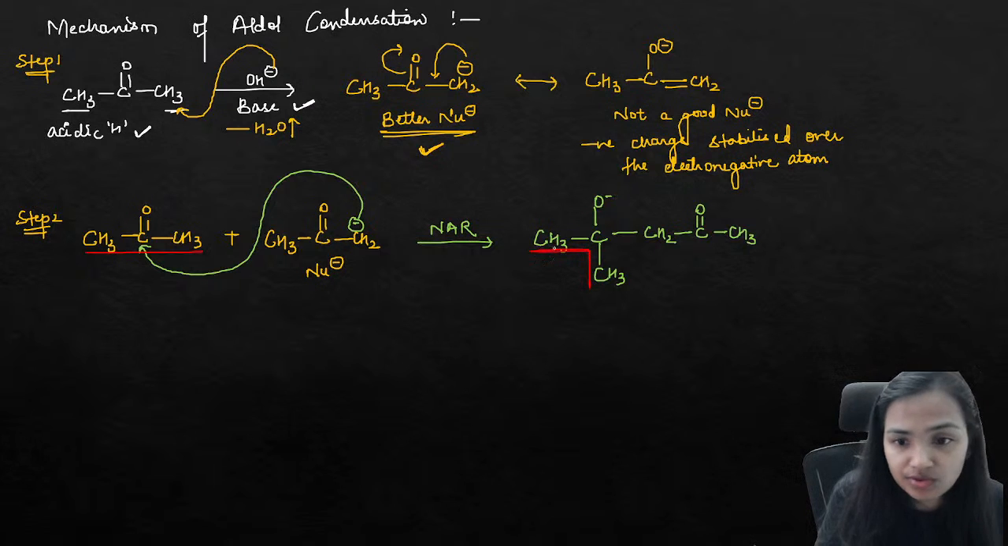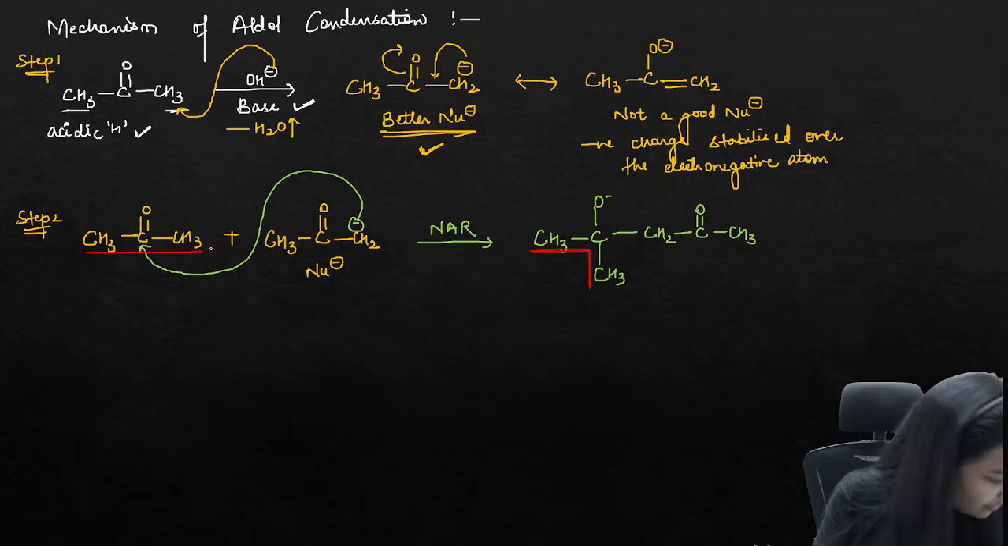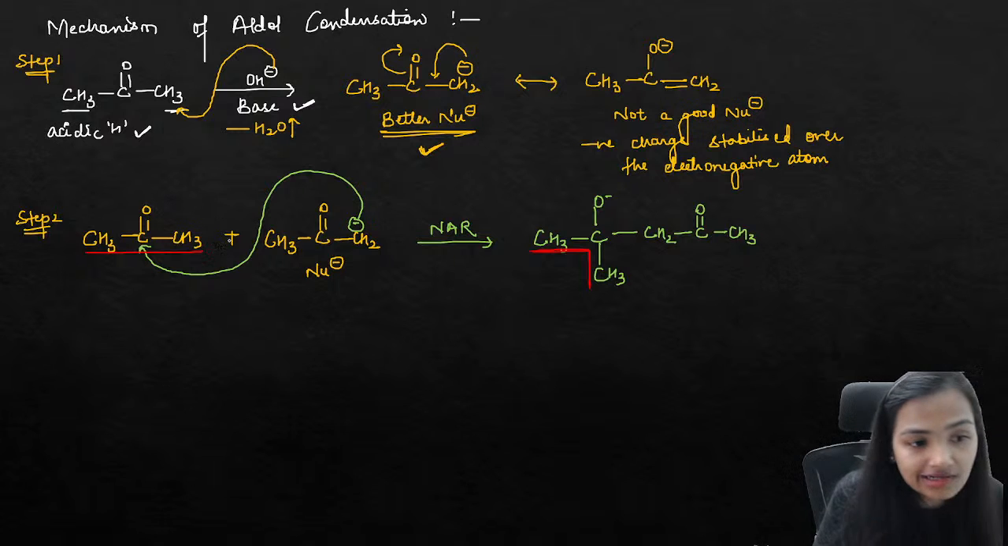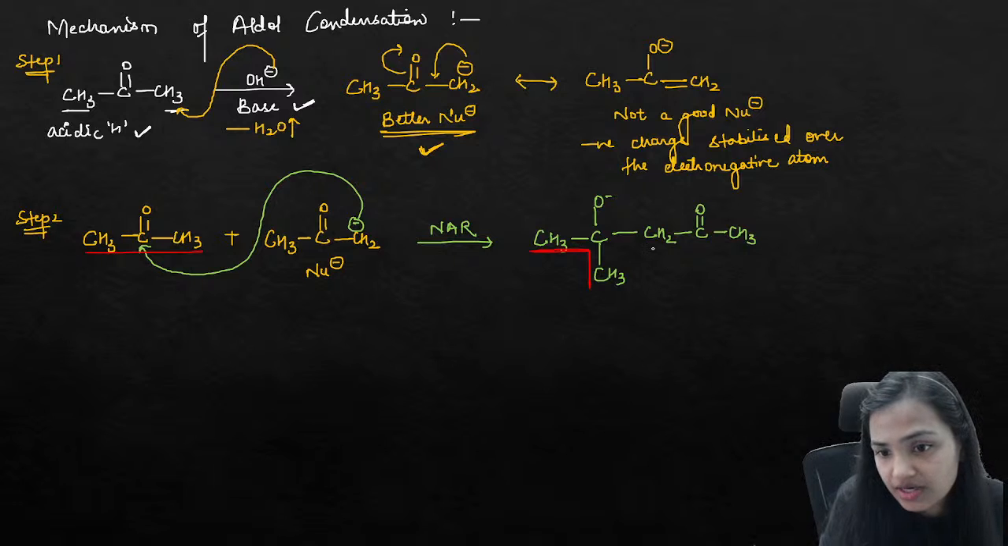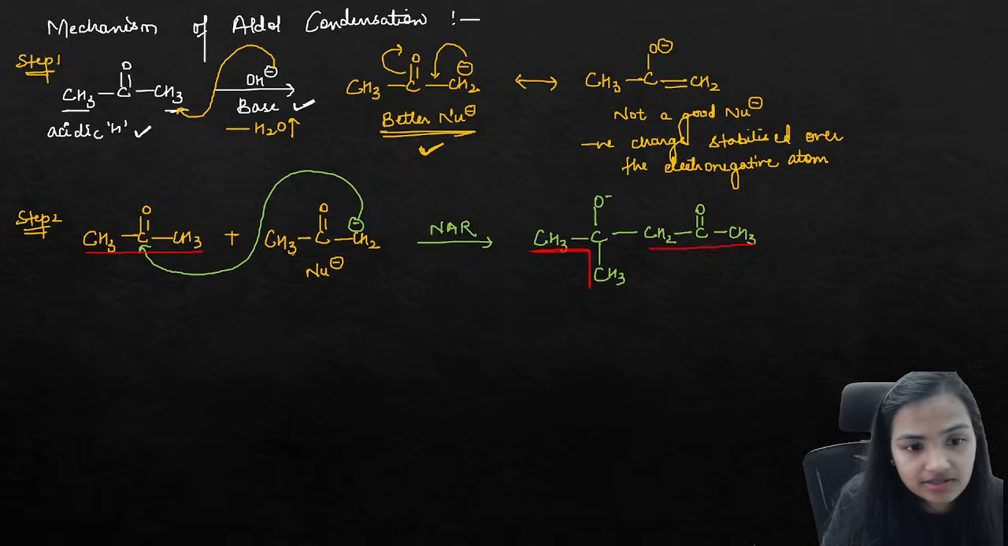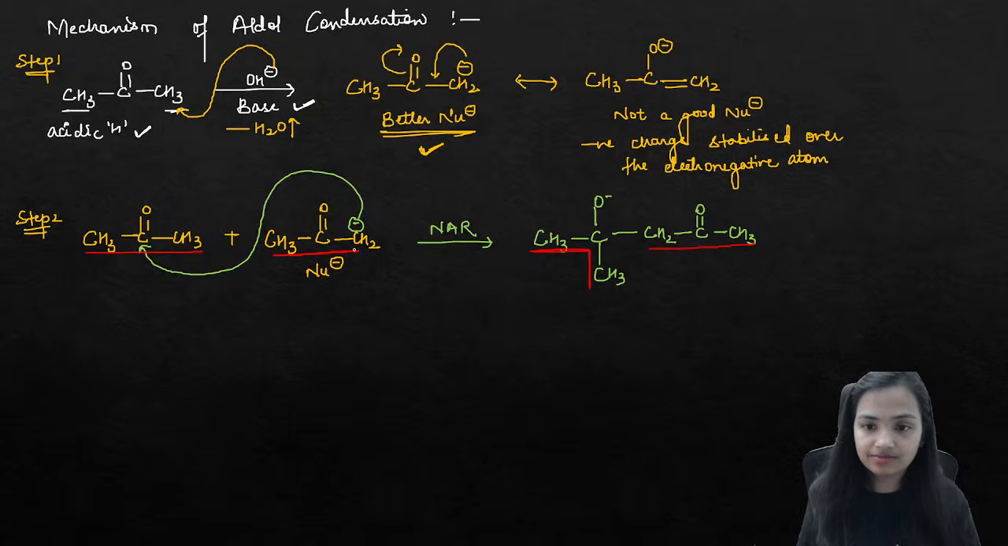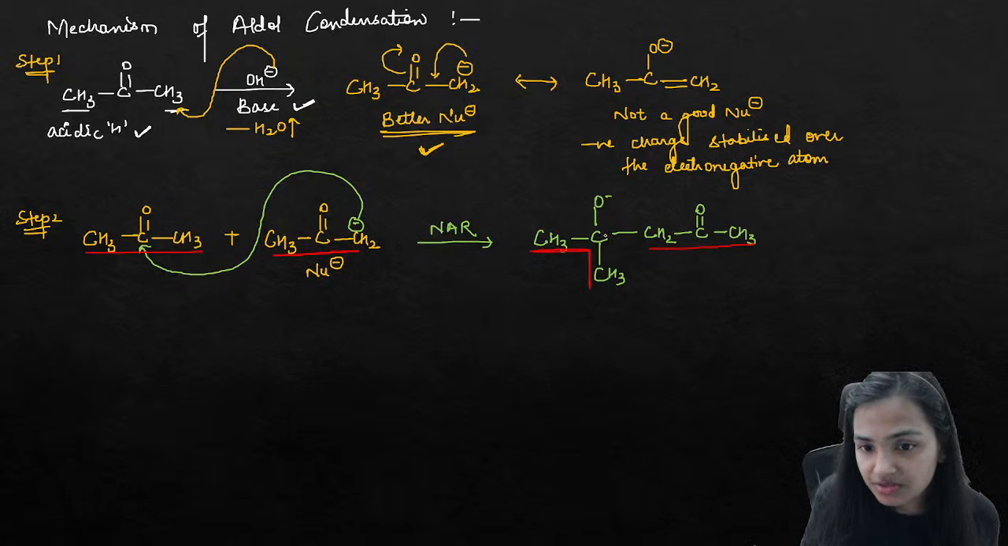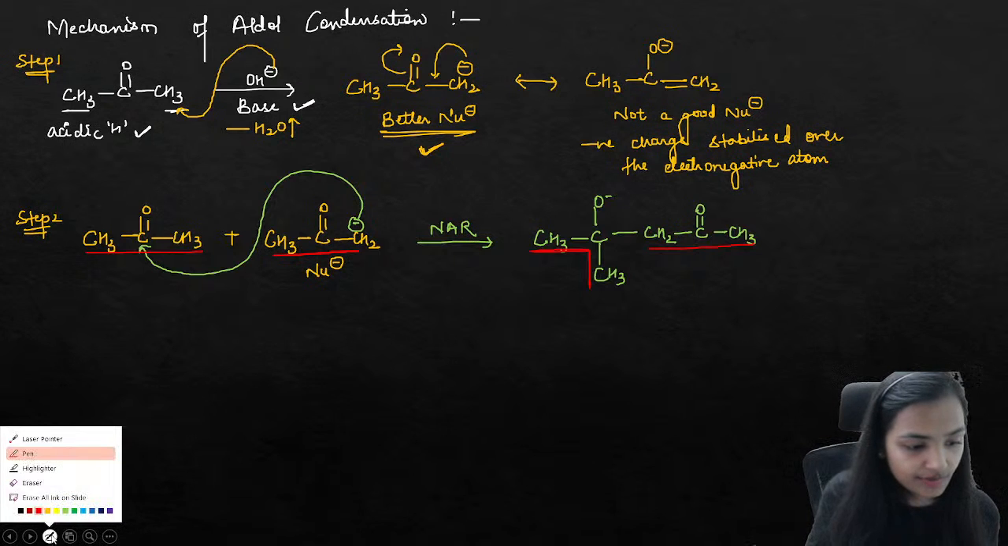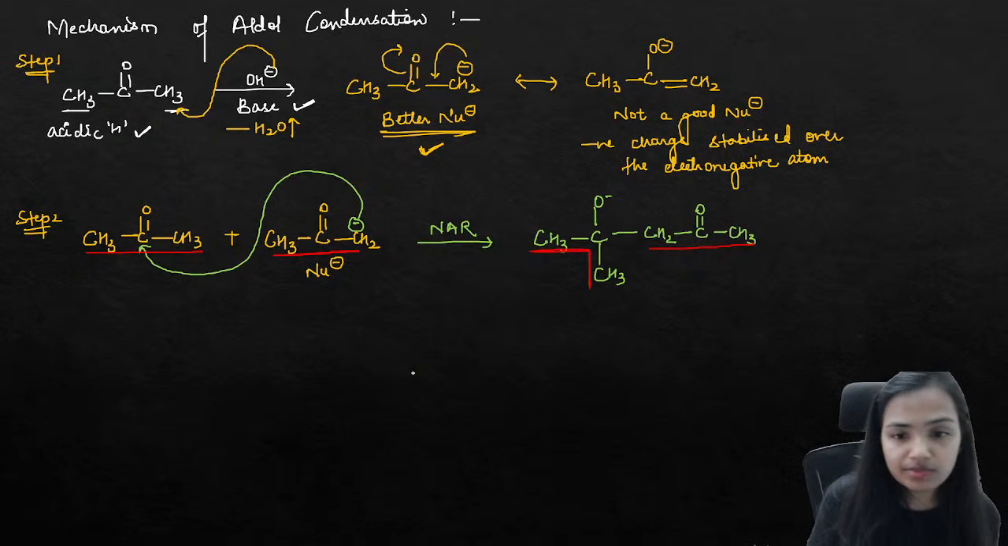This bond has been broken. This is CH3, C, CH3, with O negative, and here this nucleophile is attacking. Clear? So we can say that this is the nucleophilic addition mechanism. This is the first part, this is the second part. Ultimately there is a bond formation between this carbon and this carbon.